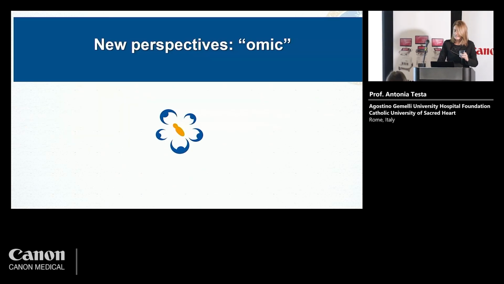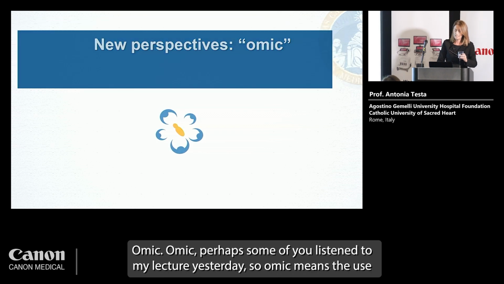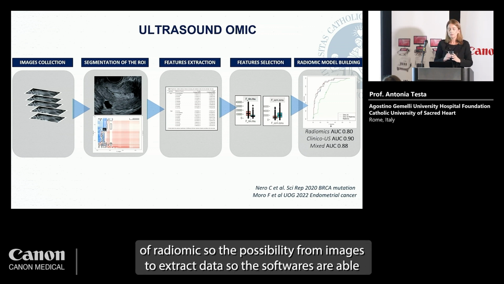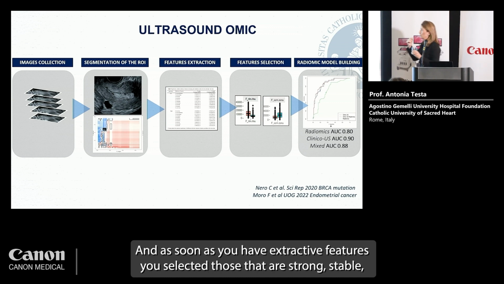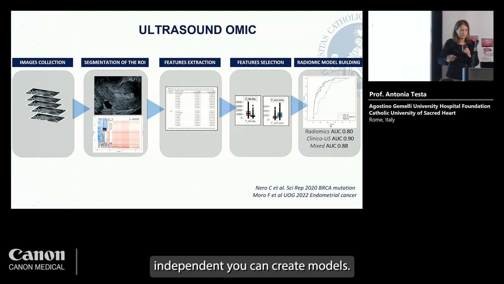Key message number 6, omic. Omic, perhaps some of you listened to my lecture yesterday. So omic means the use of radiomic. So the possibility from images to extract data. So the software is able to transform into data, into numbers, some characteristics not visible to our eyes. And as soon as you have extracted features, you select those that are strong, stable, independent, you can create models.